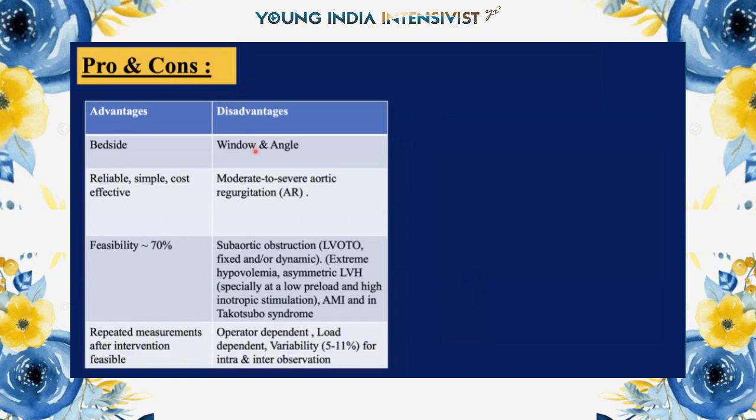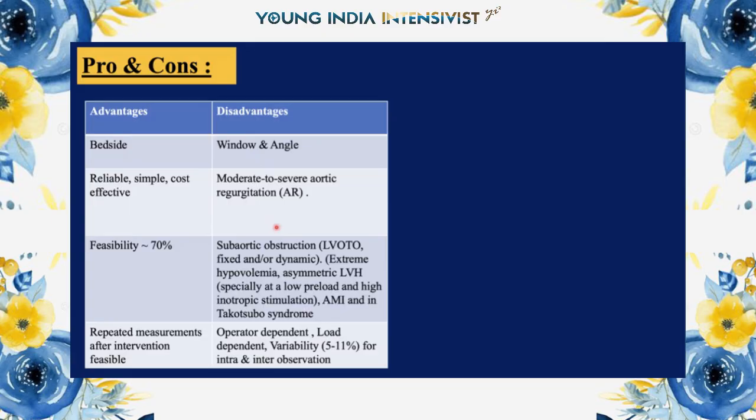Disadvantages: you have to get a window. The angle is very important. We have seen that we are using cos theta. Any angle more than 30, and if your angle is more than 60, then cos 60 is 0.5 and it is present in the denominator, which means that the value will get doubled. And subaortic obstruction, LVOT obstruction, extreme hypovolemia, asymmetric LVH, these situations produce a very altered VTI wave pattern.